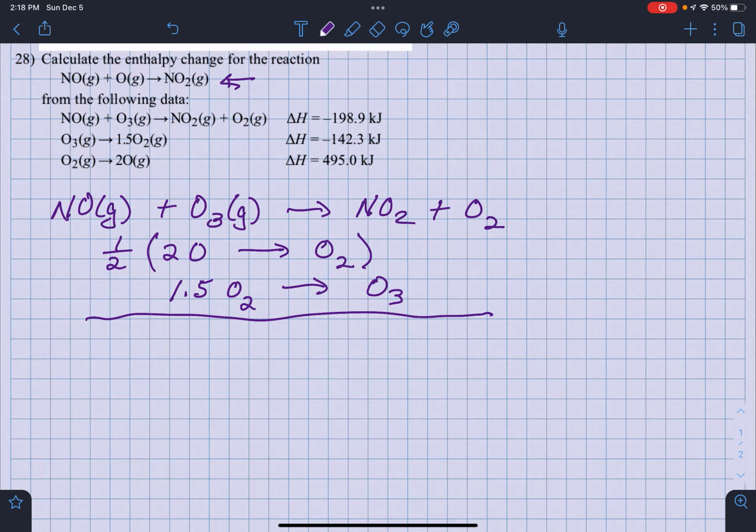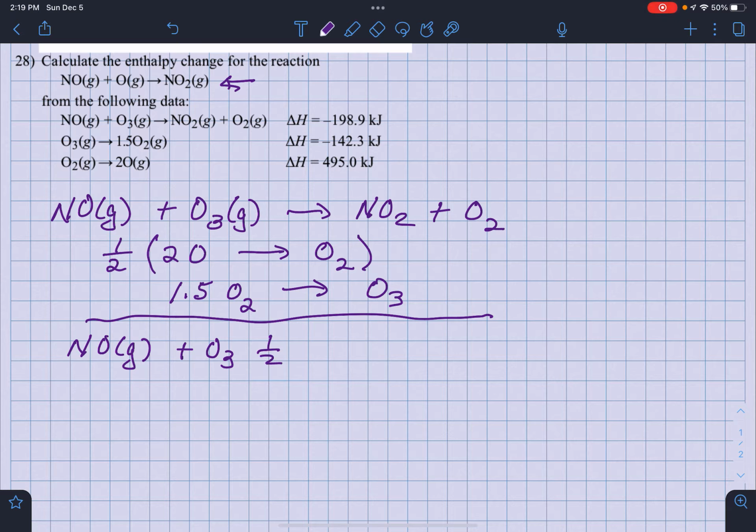This really takes practice to be able to see exactly how you're going to add and subtract and reverse these together to get the overall reaction. I'm just going to write everything out and then we'll do a cancellation. So I've got nitrogen monoxide plus ozone from the first reaction. And then from the second reaction, I've got 1/2 times 2O, of course, which just amounts to a single oxygen. And then the third reaction, I've got 1.5 O2.